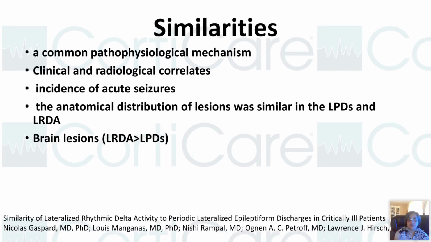What are the similarities? Well, they both share almost the same pathophysiological mechanism. Clinical and radiological correlates: they both have a high incidence of acute seizures. The anatomical distribution was similar. However, they both have brain lesions, and LRDA is somehow a little bit more than LPDs.